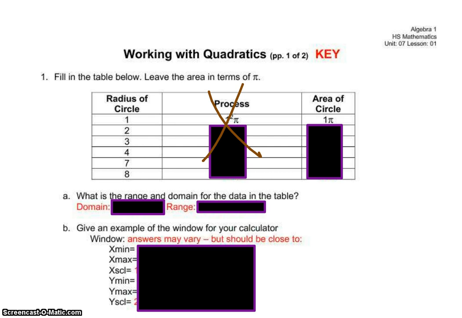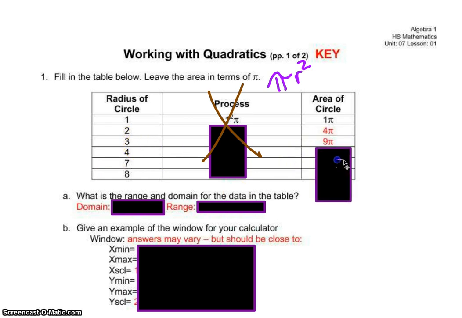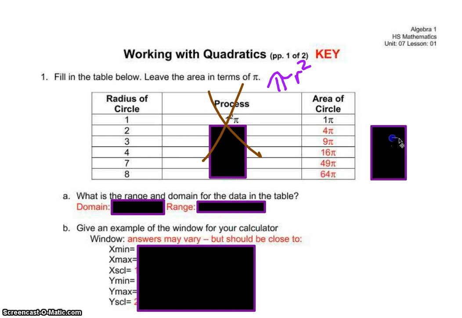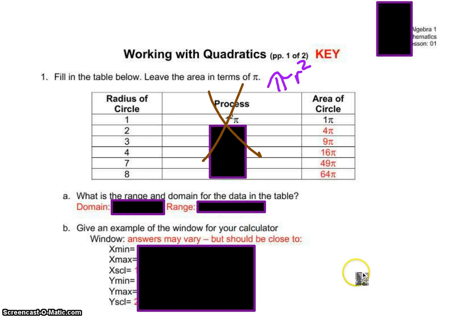As you're doing this, you're finding the area of a circle, which we know the formula for the area of a circle is pi r squared. So if your radius is 1, it would be pi times 1 squared, which is 1 pi. If your radius is 2, it would be pi times 2 squared. 2 squared is 4, so we have 4 pi. If it was 3, it would be 3 squared, so 9 pi. 4 would be 16 pi. 7 would be 49 pi. And 8 would be 64 pi.